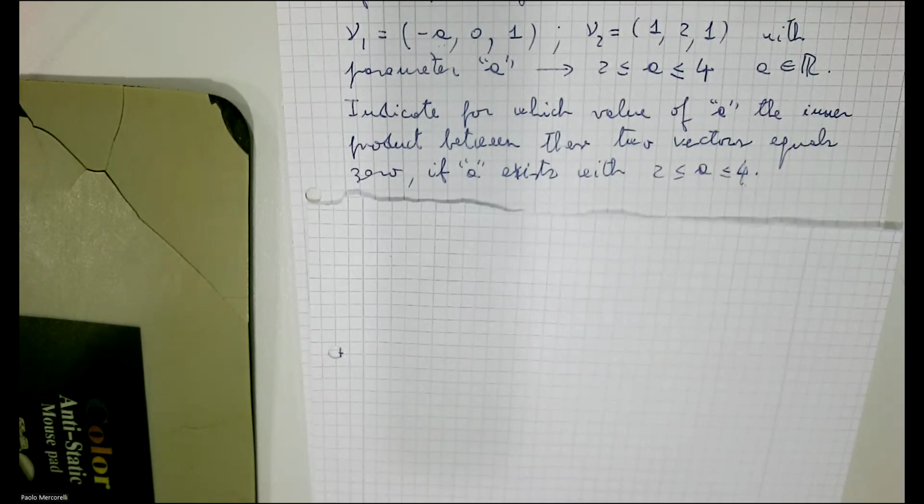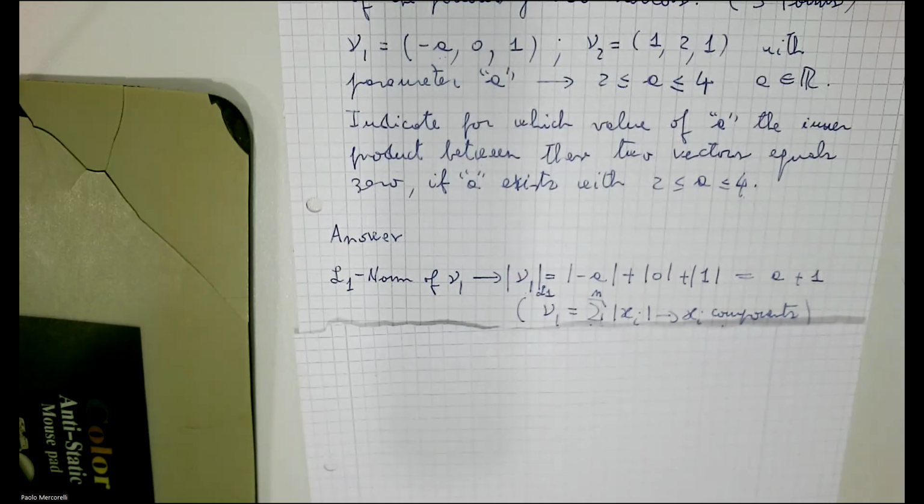And then we have another question. Indicate for which value of A the inner product, which is basically the combination between norm and inner product, of these two vectors equals 0. This means orthogonal, of course, if A exists in this interval.